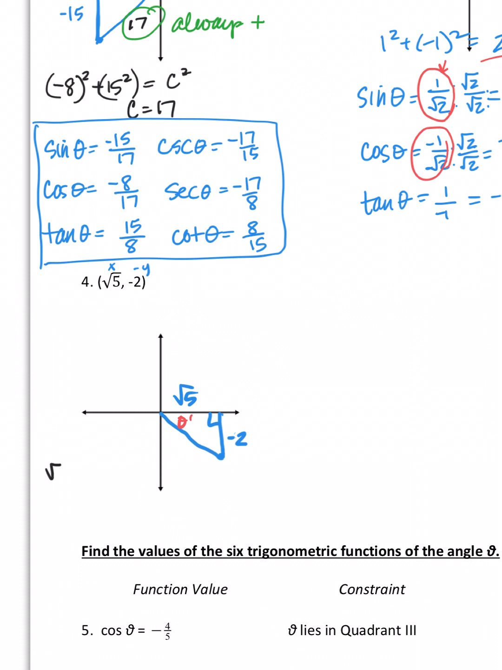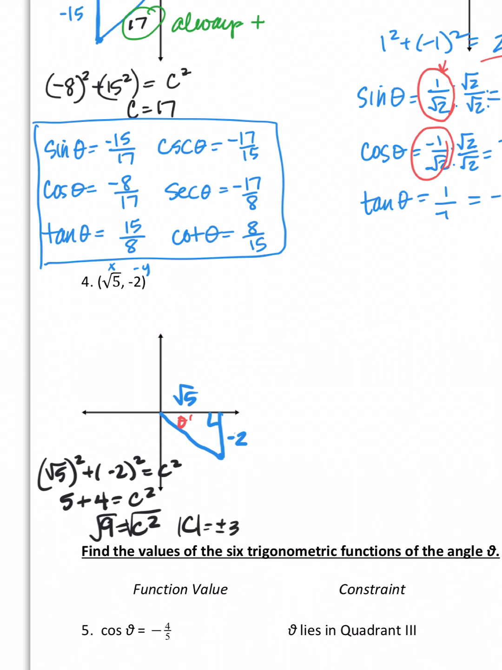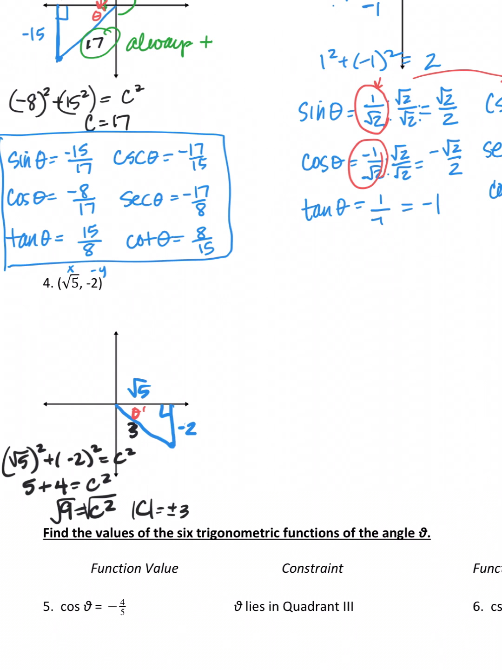So I'll walk you through this one. So square root of 5 squared plus negative 2 squared. Well, square root of 5 squared is 5, plus 4 is c squared. Well, that's 9 is c squared. So now if I take the square root, that means the absolute value is c is either positive or negative 3. But we know it's going to be a positive because it's a hypotenuse. So that hypotenuse is now a 3. That being said, let's find our 6 trig ratios. So the sine of theta is opposite over hypotenuse. The cosine is the adjacent over the hypotenuse. The tangent is the opposite over the adjacent.